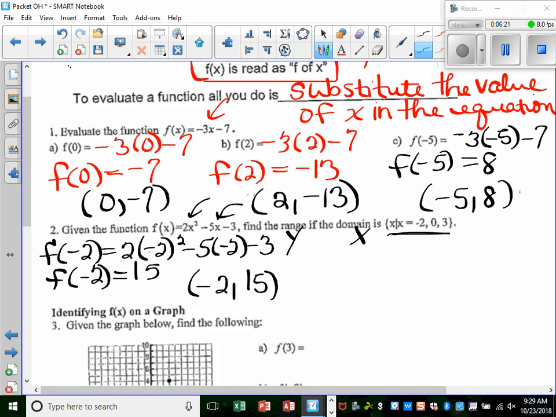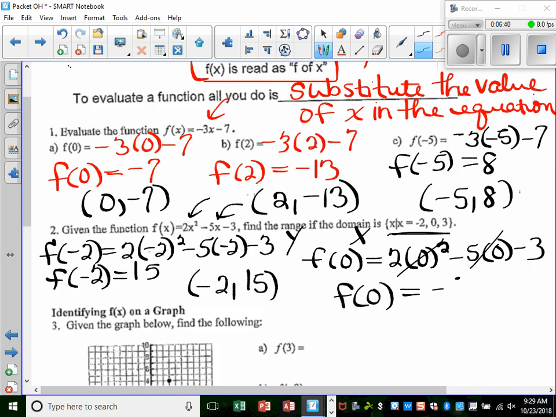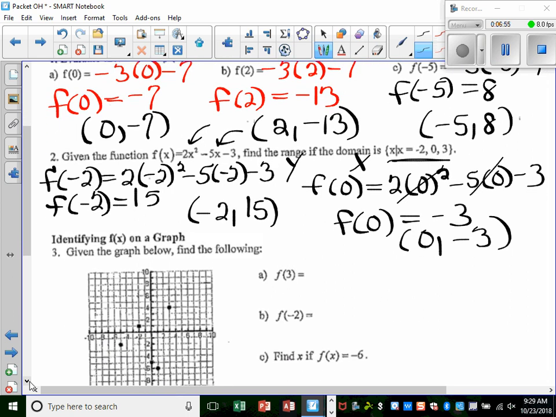All right, I'm going to do one more. Let's do f of 0, because that's an easy one to do. So I'm going to say 2 times 0 squared minus 5 times 0 minus 3. Well, obviously, these will just end up being 0, and I'll have -3. So my coordinate would be 0 and -3. Okay, my x and my y. All right, so all it is is just substituting, but we're using what we call function notation.